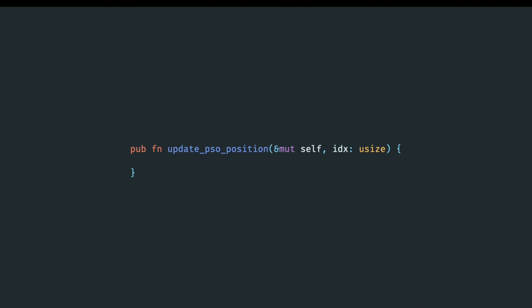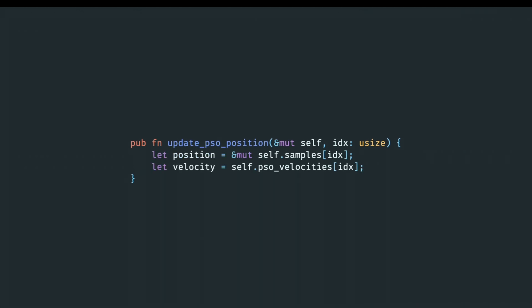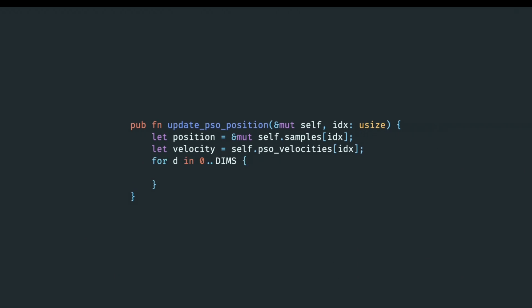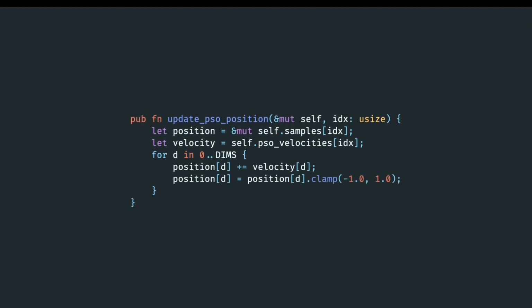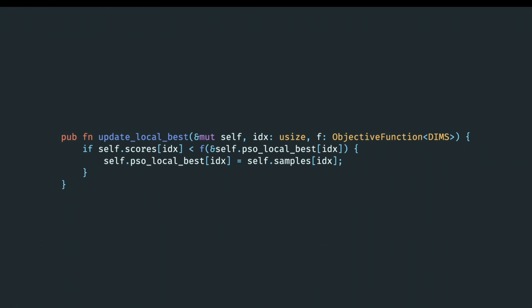The update PSO position function then simply updates the current position of each particle using the velocity, keeping the position within the range of our neural network connection weight limits, that is within -1 and 1. The local best positions are also updated if the current particle score is less than the local best score seen so far.